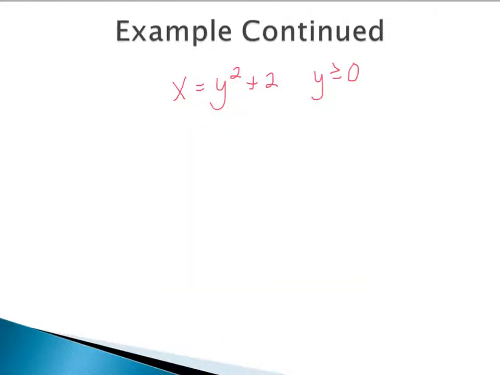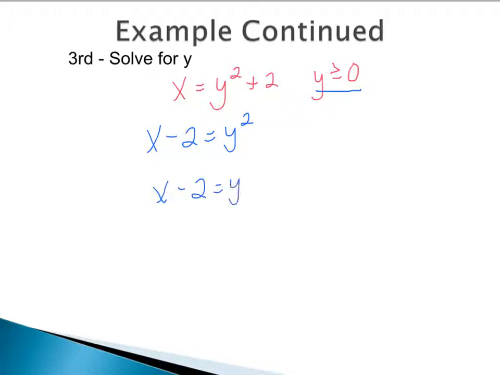After we switch x and y, we do want to solve for y. So for right now, the y is greater than or equal to 0, we'll just hang out. We want to follow our steps for solving for y for our equation. So I'd move the 2 over, so we have x minus 2 equals y squared. And then our next part, we would have to take the square root of both sides. Now remember, when you're taking the square root, we need to take the plus or minus square root, so that we really have y is equal to the plus or minus square root of x minus 2.